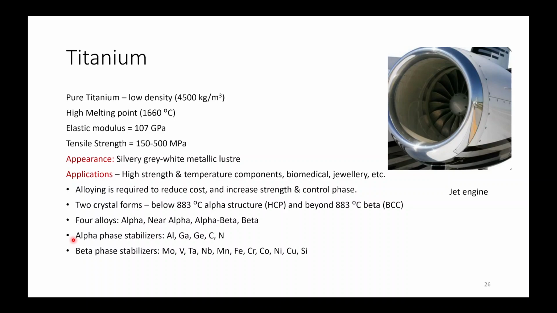Alpha phase stabilizers are aluminium, gallium, germanium, carbon, nitrogen, and beta phase stabilizers are molybdenum, vanadium, tantalum, niobium, manganese, iron, chromium, cobalt, nickel, copper, and silicon. In making jet engines, the rotor blades are all made using titanium alloys.